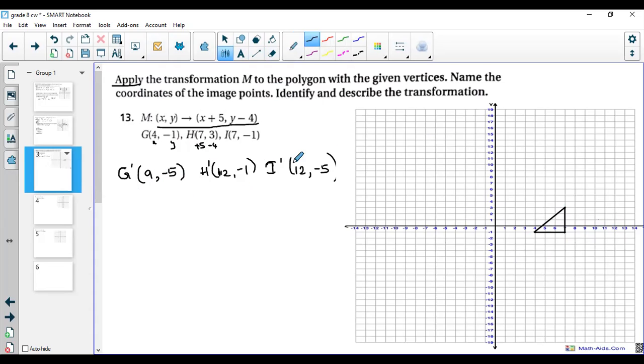This is G prime, H prime, I prime. So that's going to be 9, 5. So 9 and negative 5. Where is 9 and negative 5? It's here. Then H is going to be, this is for the image, 12 and negative 1. So 12 and negative 1 is here. And 12 and negative 5. So 12 and negative 5 is here.